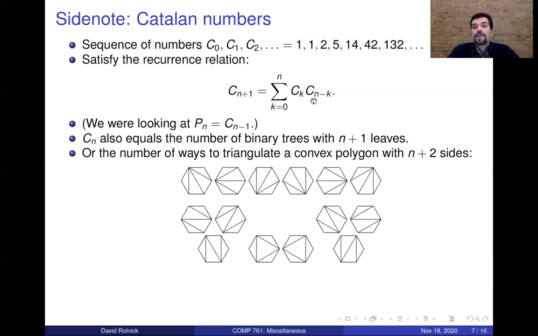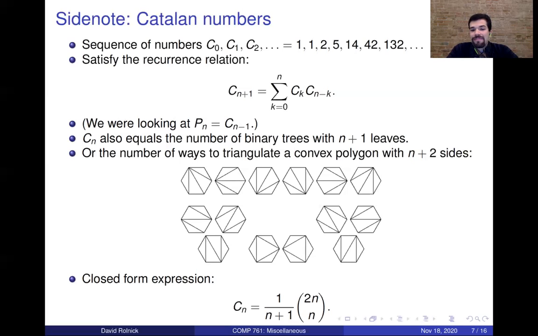But yeah, there are so many different ways to come up with the Catalan numbers. They turn up all over math. And they actually have a closed form expression, which is this. The number of ways to do all these things can be written just in terms of this nice binomial coefficient: 1 over n plus 1 times 2n choose n.